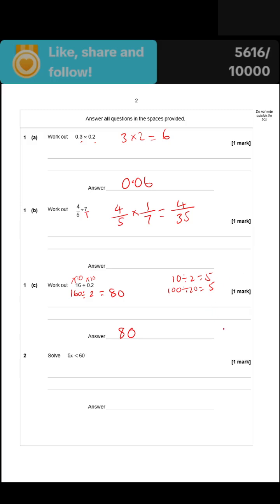So this is the first page of Higher. It would be on the Foundation as well. Those who are saying this is not Higher, this definitely is Higher. And if you're doing the Higher paper and you find it easy, great, easy marks for you.